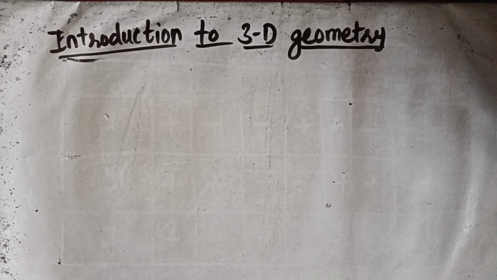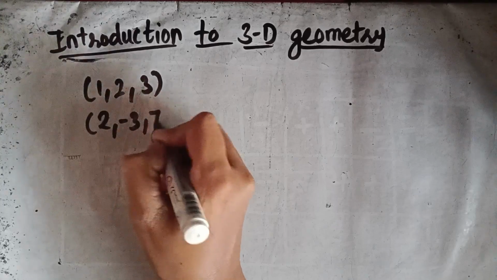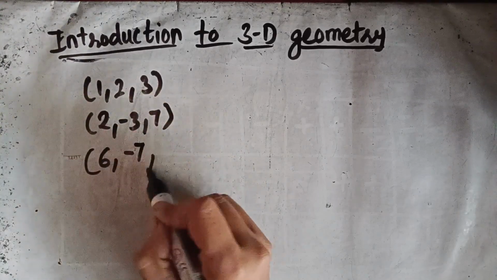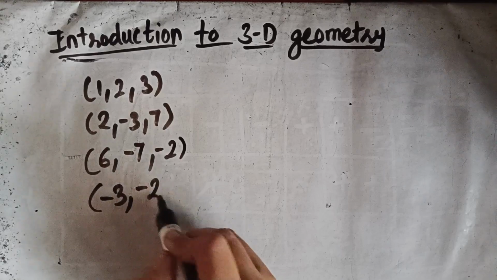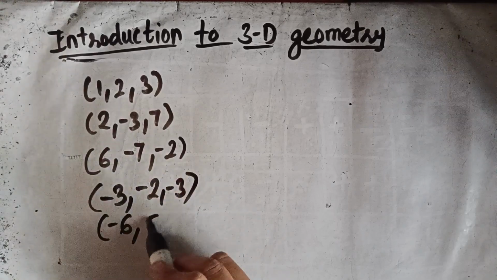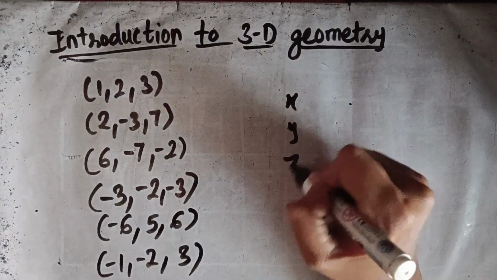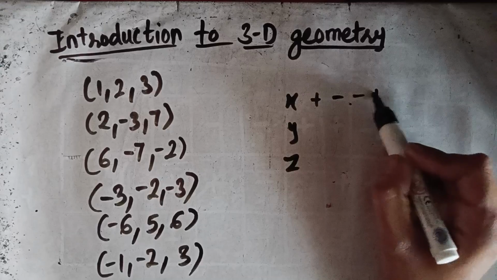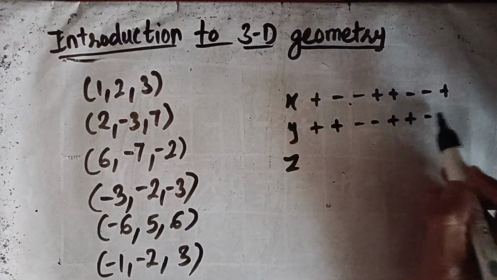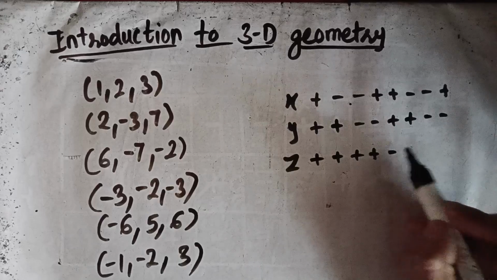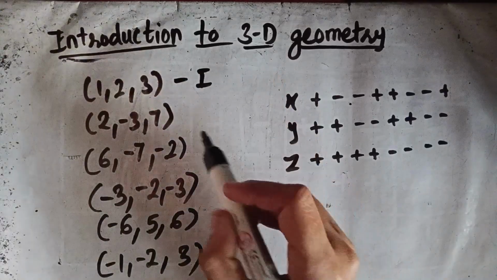Let's see. We have to write the octants. So the points are given. So x, y, z. I'll write it here. For x: plus, minus, minus, plus, plus, minus, minus, plus. For y: plus, plus, plus, plus, minus, minus, minus, minus. For z, 4 plus are there and 4 minus. All positive x, y, z, that is the first octant.